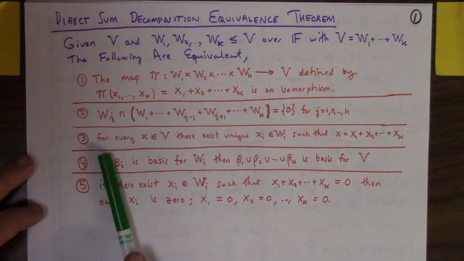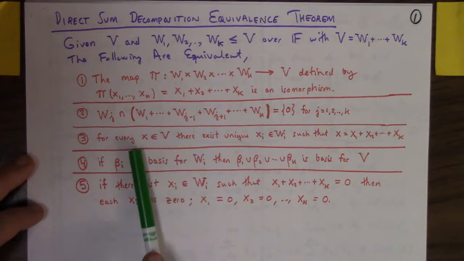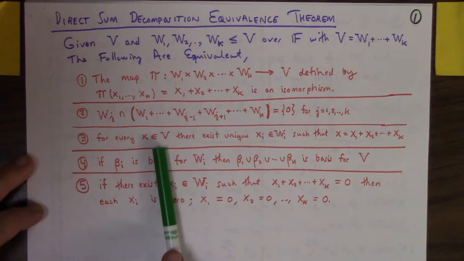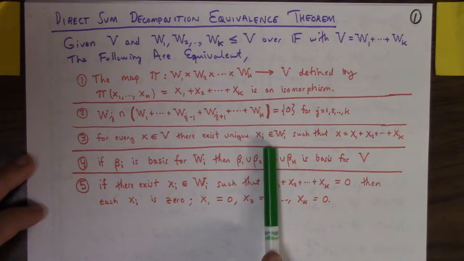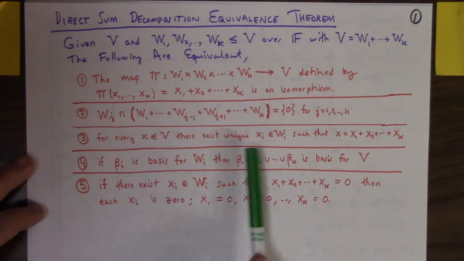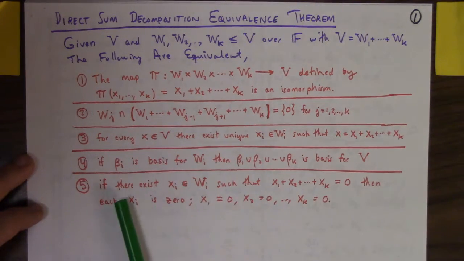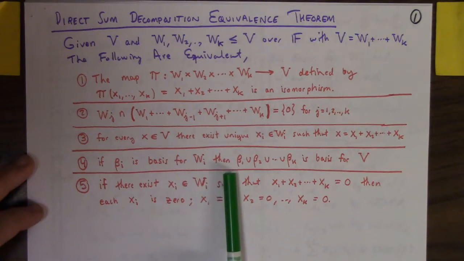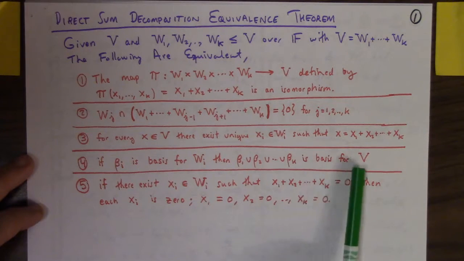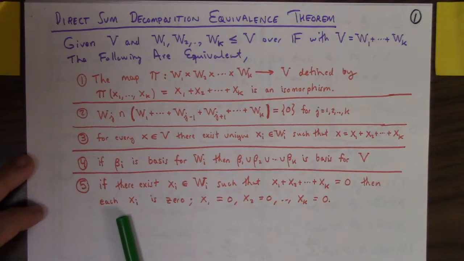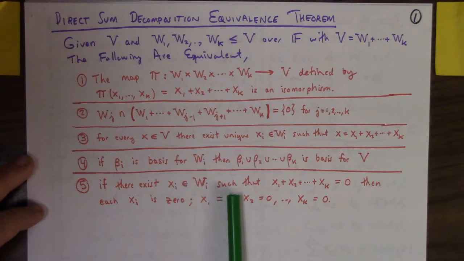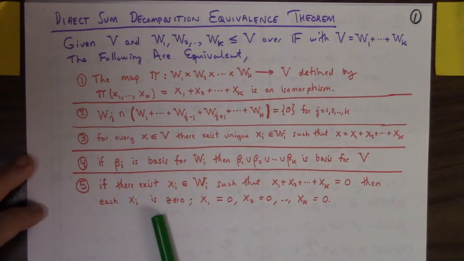3, uniqueness of representation, is usually what I call 3, which means that for every x in the vector space, you can find unique x1 through xk such that you build x back as the sum, right? 4, if beta I is a basis for Wi, then if you string the bases together for the subspaces, you get a basis for the whole space. And finally, thanks to King at the end for pointing this out, if there exist vectors which add to 0, then each of the vectors has to be 0, is another equivalent condition.